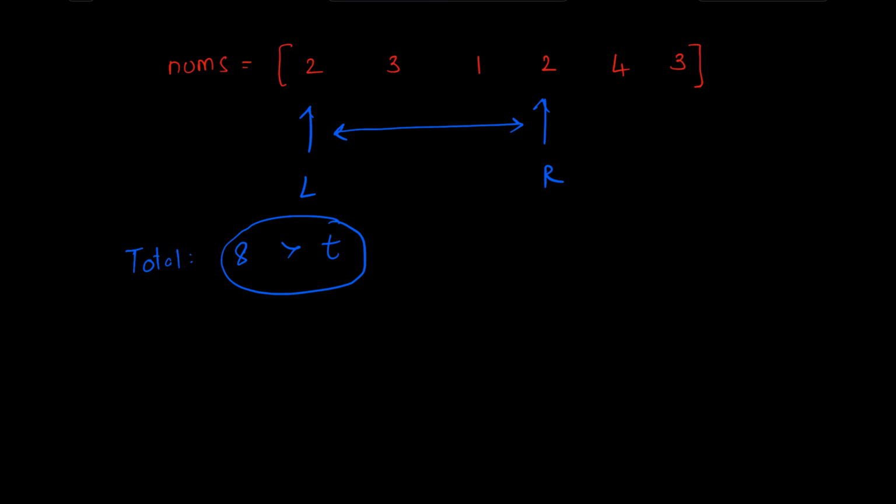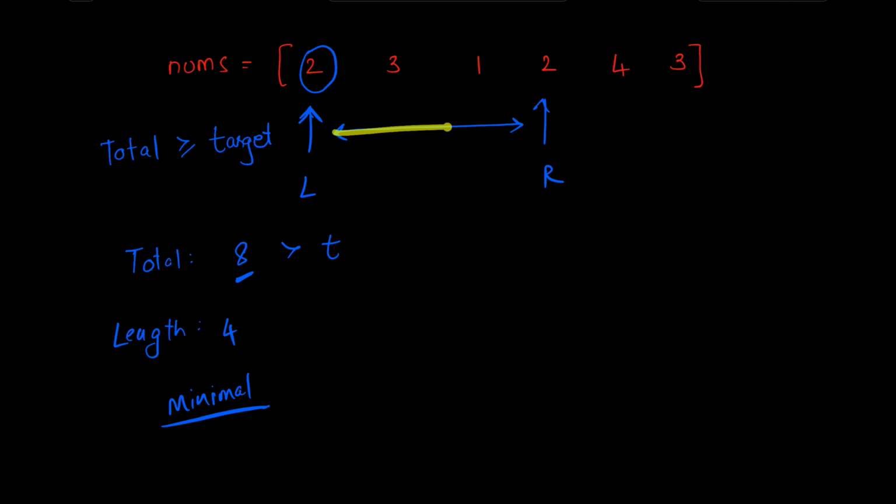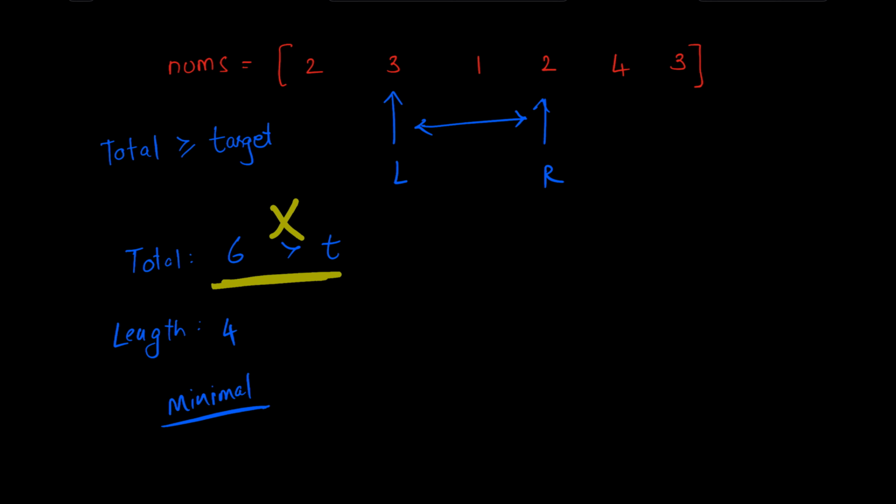As this is the first valid subarray, we'll save its length in a variable. Now we need to figure out if we can trim this subarray and still meet the criteria. We can do this by incrementing the left pointer and removing the first element from the subarray. My left pointer is pointing at index 1. As 2 is no longer part of the subarray, we should remove it from the total as well. So the updated total is now 6. After this change, the total is no longer greater than the target.